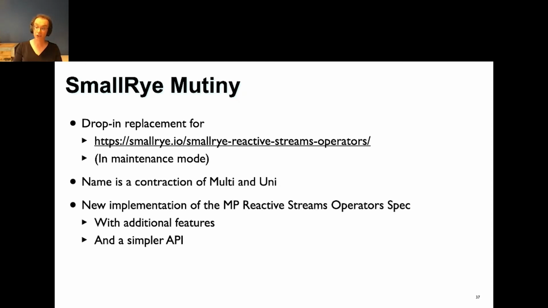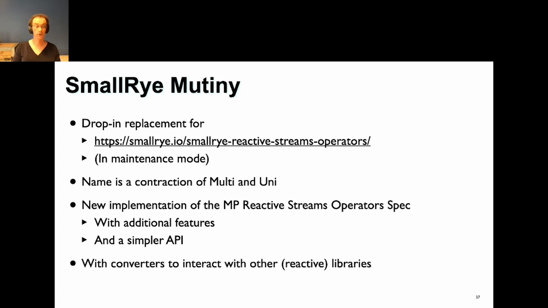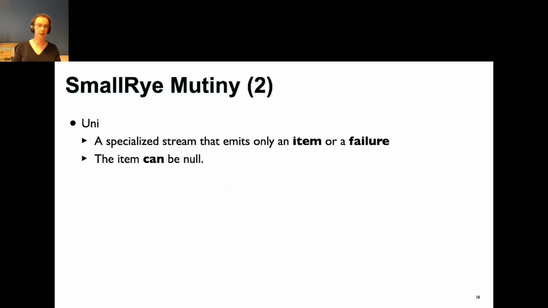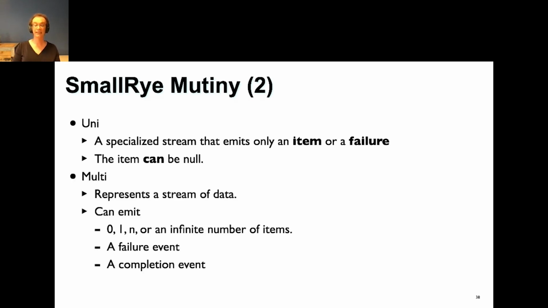And as I said, it's a re-implementation of the MicroProfile Reactive Streams Operators specification. It has additional features and a simpler API, which I like. It also has converters to interact with other reactive libraries. So the Uni is a specialized stream that only emits either an item or a failure, and this item can be null, which is not possible in the original specification.